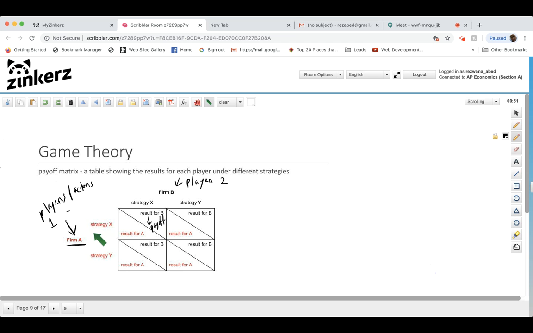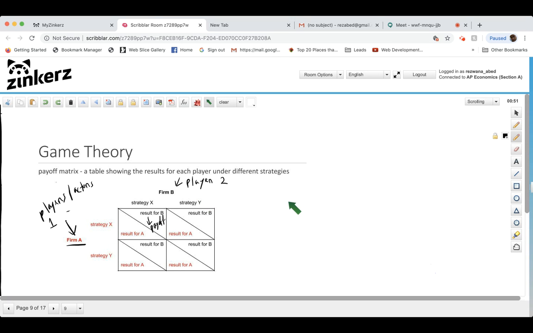And the same way, if farm A chooses strategy X but farm B chooses strategy Y, it would be located in this cell, and the payoffs would correspond to these strategies. If you do the same thing for the other two: if farm A chooses strategy Y but farm B chooses strategy X, it would be located over here in this cell. And if farm A chooses strategy Y and farm B also chooses strategy Y, it would be located here in this cell, and the payoffs would correspond to these strategies.